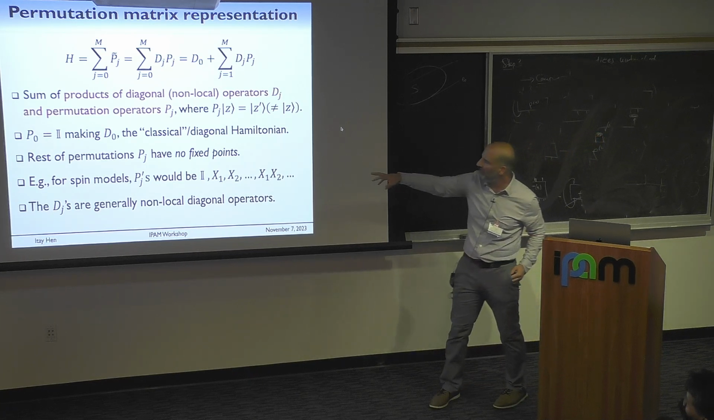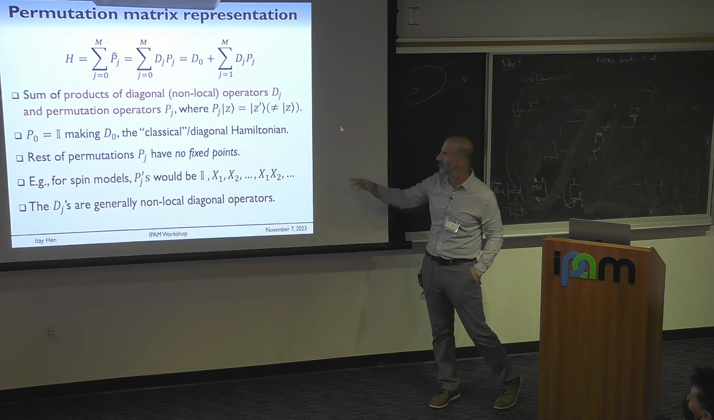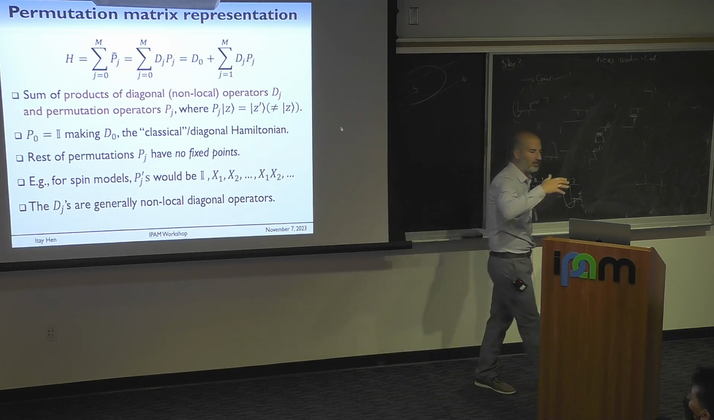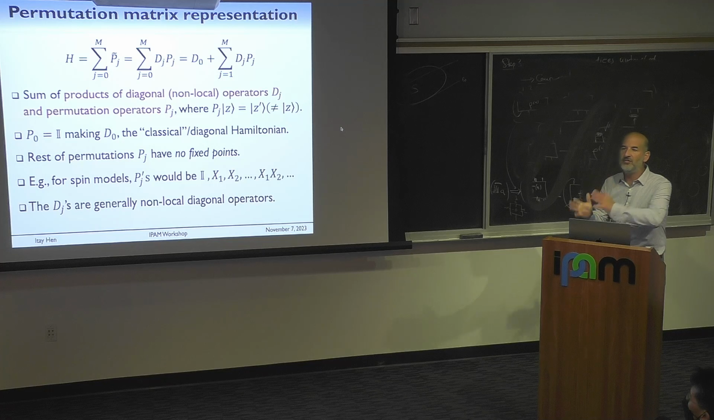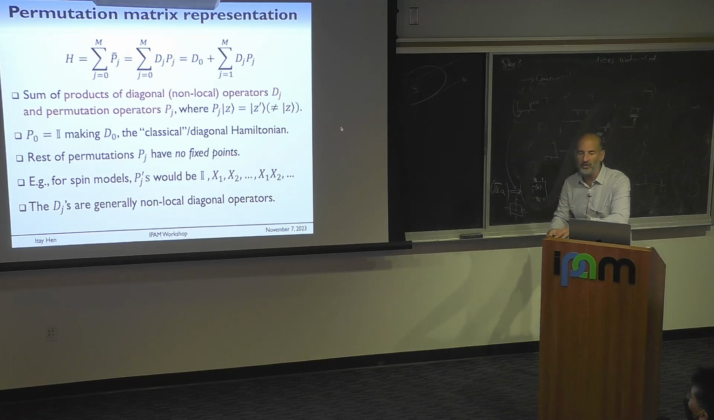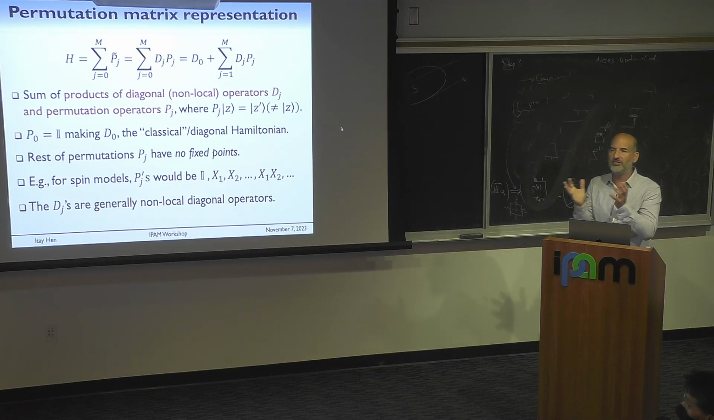And we want to make sure that the rest of the permutations don't have a fixed point, meaning that if they act on a basis state, they give you another basis state, not the same one. And when you restrict yourself to these choices, then you can make a canonical choice.